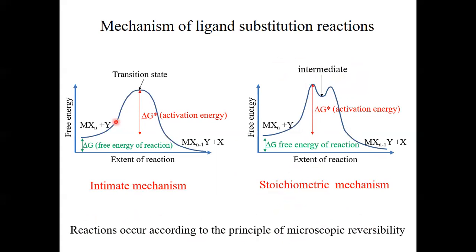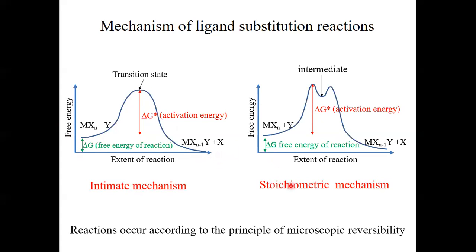Sorry, I forgot another point. So how do we define the activation energies for these two mechanisms? For the intimate mechanism, the activation energy is defined as the energy difference between the transition state and the energy of the reactants, whereby the free reaction energy is the free energy difference between the free energy of the reactants and the products. Okay, this would be this one here.